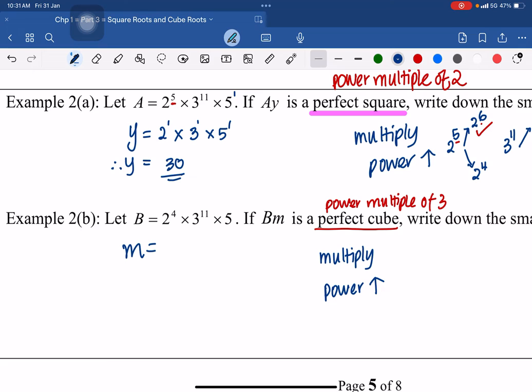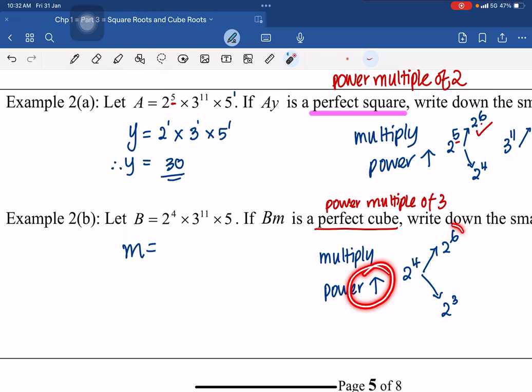Let's take a look. 2 to the power 4. What am I going to do? Am I going to make it increase to a multiple of 3? Am I going to make it become to the power 3 or to the power 6? 3, 6, 9, 12. So in this case, I can only increase my power. So I have to choose 2 to the power of 6. From 2 to the power 4, how can I make it become to the power of 6? How many more factors do I need to multiply? So I need 2 to the power of 2 more. Do you get the answer?